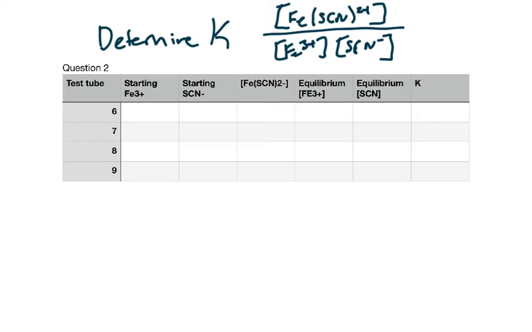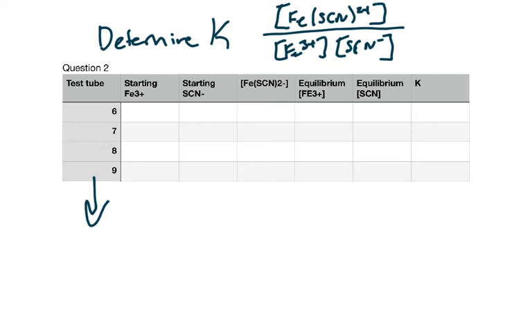Question 2 in the post lab works you through the steps of how to do this. And so I am going to go through each column in that big table. I know yours has more than the 9 test tubes. It goes down to 15. But I'm going to work you through each step in determining that K value.